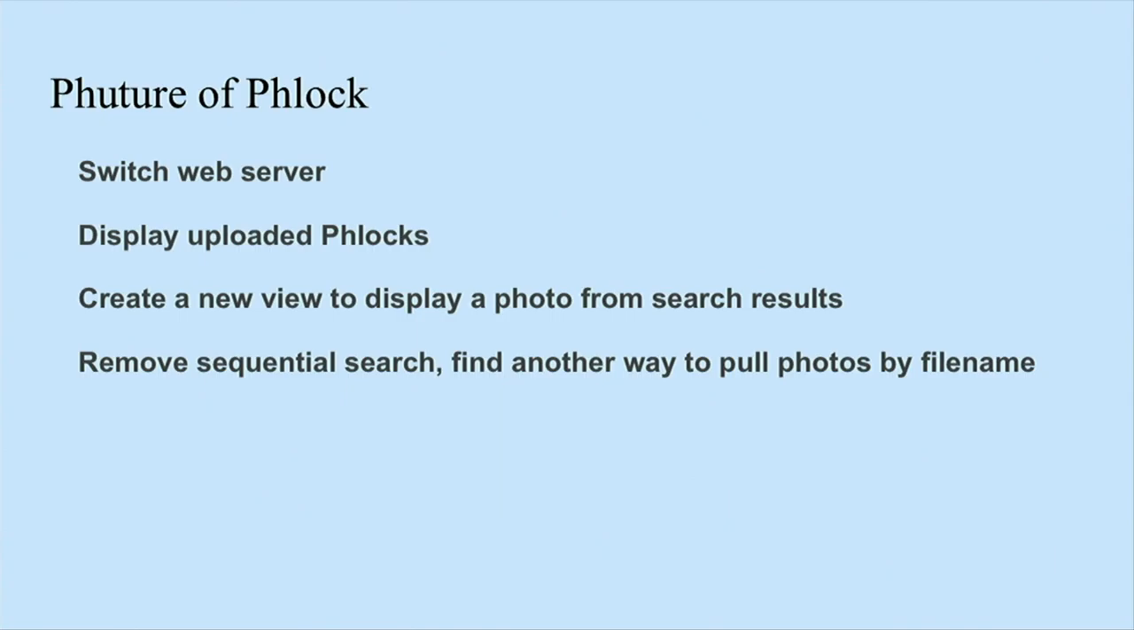Some of the future stuff we want to work on: we want to switch web servers and find something that works a little bit better. Some of the stuff from our research, like SQLite servers, might be easier. We wanted to indicate the upload, to display flocks that we've already uploaded. We have it all set up, but since our web server decided not to work with us, we can't pull them back down from there. We also want to create a new view to display photos from search results, remove sequential search, and find another way to pull photos by file name.